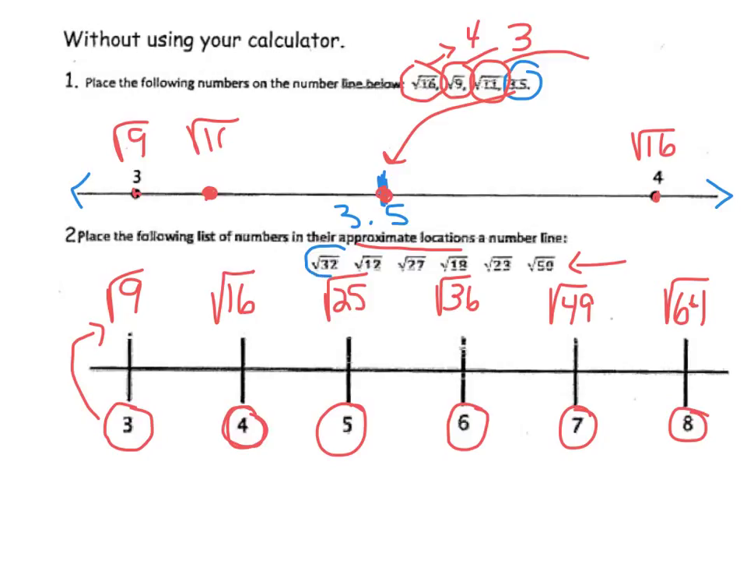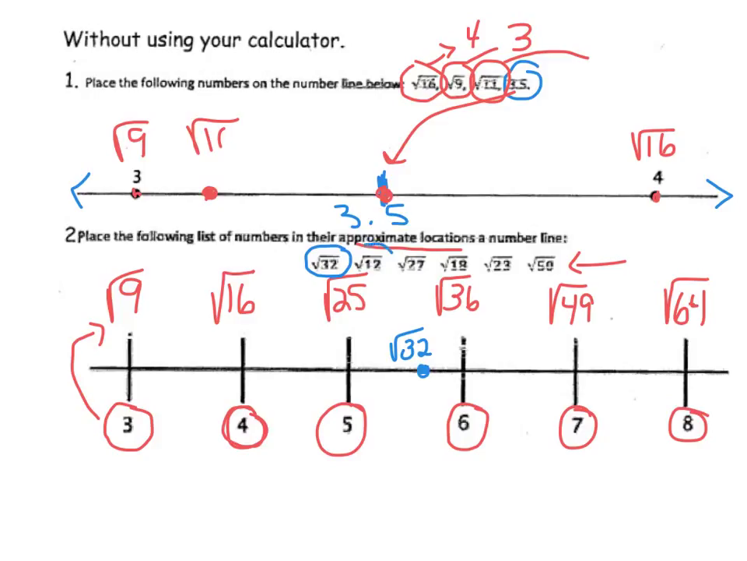Square root of 32, okay? That's on the top of my number line right now. Where's square root of 32? After 25, closer to 36. So I'm going to estimate square root of 32 is about right here. Closer to the 6 than the 5.